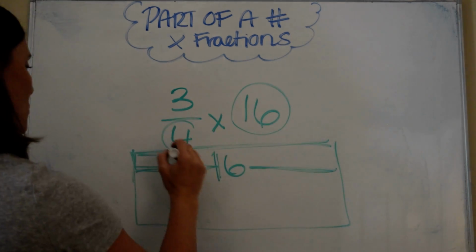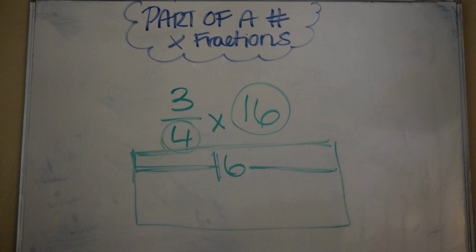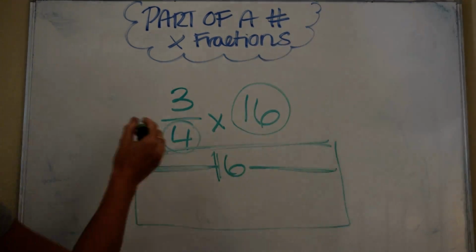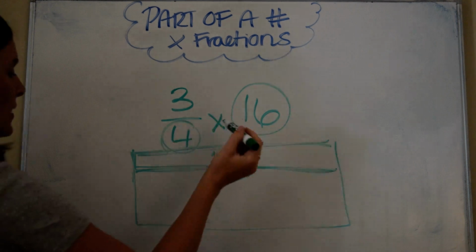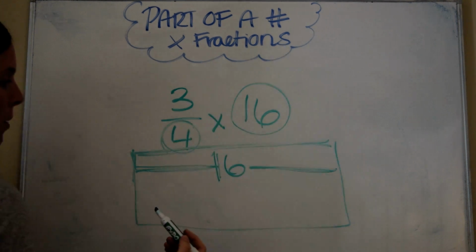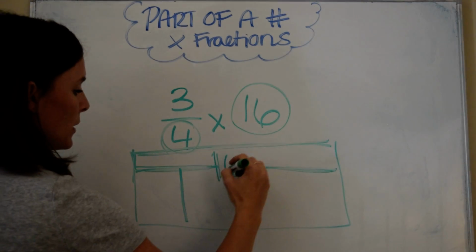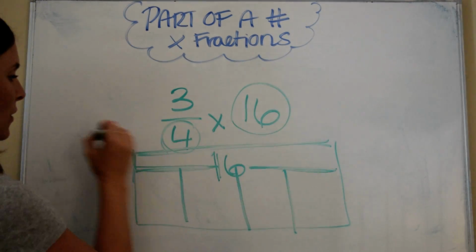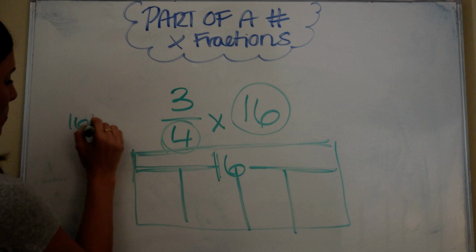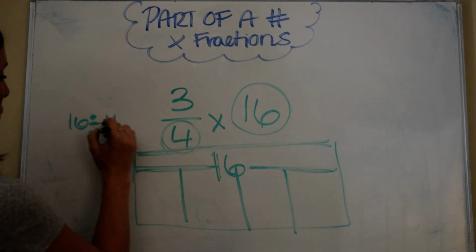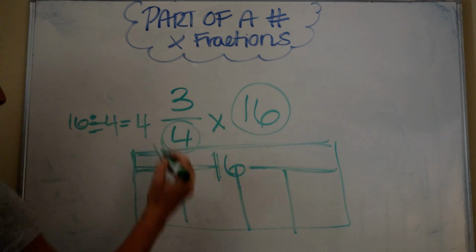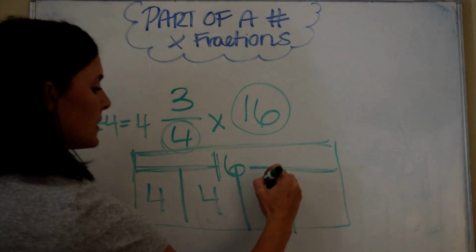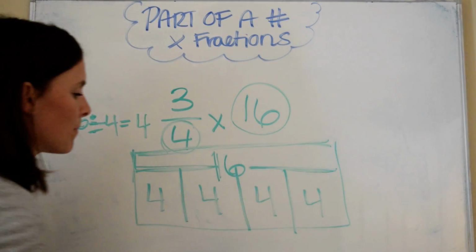Now, the number right here, which is the denominator, tells us how many pieces we need to break it up into. We need 4 equal pieces. So what is 16 divided by 4? So 4 equal pieces, and what will go inside? So we figured that out by going 16 divided by the denominator, which was 4, and it happens to be 4. So that means the value of 4 is in each of these pieces.